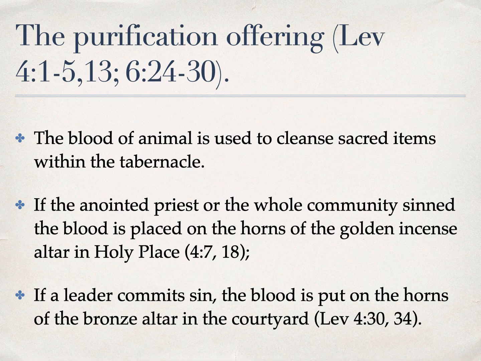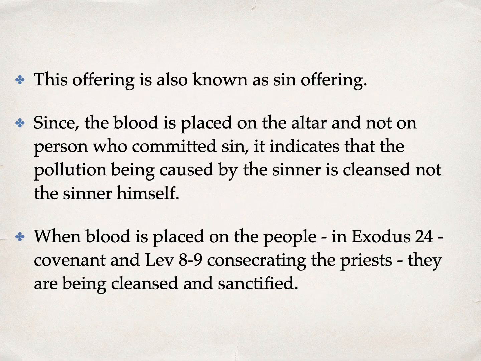The purification offering. The blood of the animal is used to cleanse sacred items within the tabernacle. If the anointed priest or the whole community sinned, the blood is placed on the horns of the golden incense altar in the holy place. If a leader commits sin, the blood is put on the horns of the bronze altar in the courtyard. This offering is also known as the sin offering.